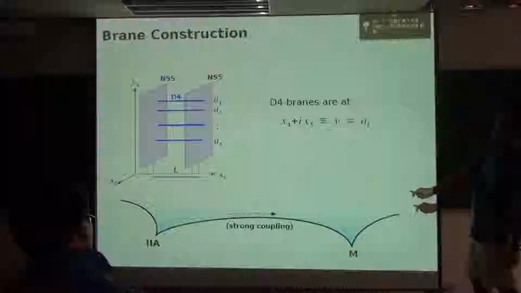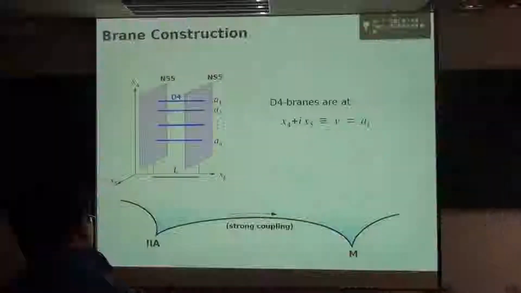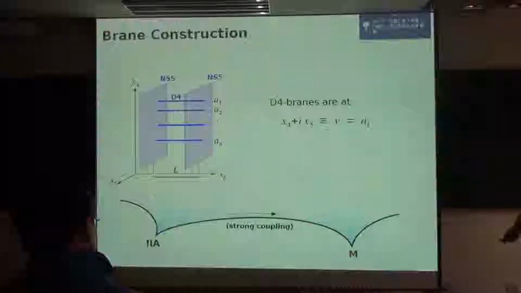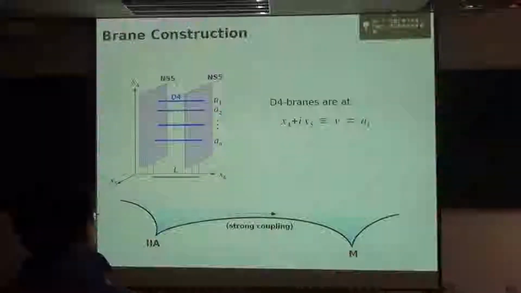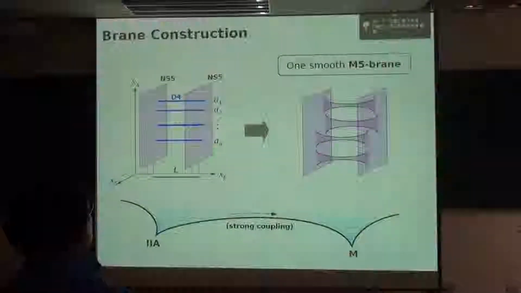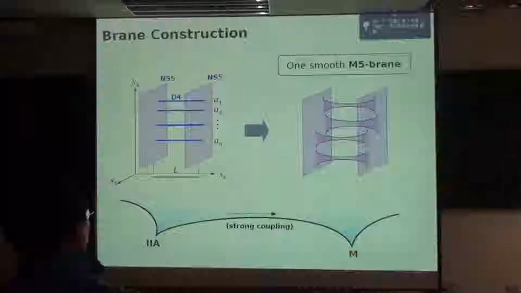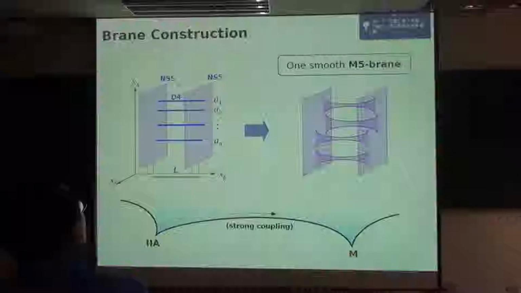Suspended between a pair of NS5 branes, like this. Okay, the position of the D4 brane corresponds to the choice of the vacuum. Now we turn on a string coupling and we let the string coupling be very, very large. So we move to M theory. So maybe you can guess what happens. This brane construction turns into a single smooth M5 brane.